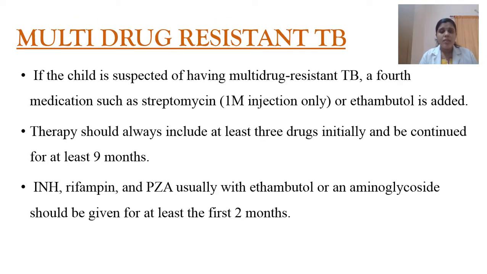And imagine the child is multi-drug resistant TB positive. If the child is suspected to have multi-drug resistant TB, a fourth medication is also used, that is streptomycin. Streptomycin is usually given as an IM injection. If streptomycin is not available, ethambutol can be given. This needs to be continued for a period of 9 months. Isoniazid, rifampicin, pyrazinamide, usually with ethambutol or streptomycin, should be given for the first 2 months. So this is regarding multi-drug resistant tuberculosis.